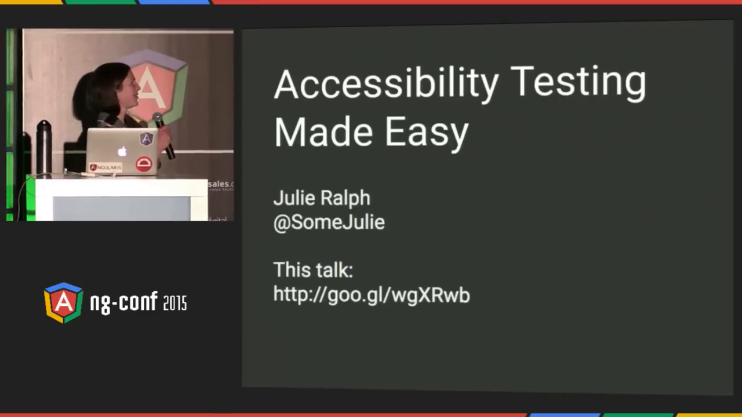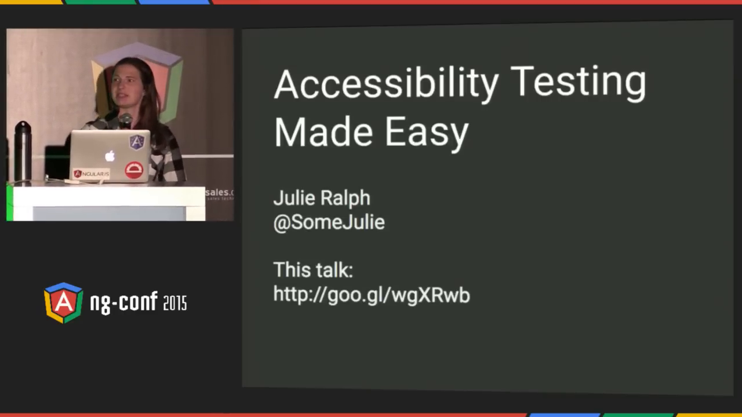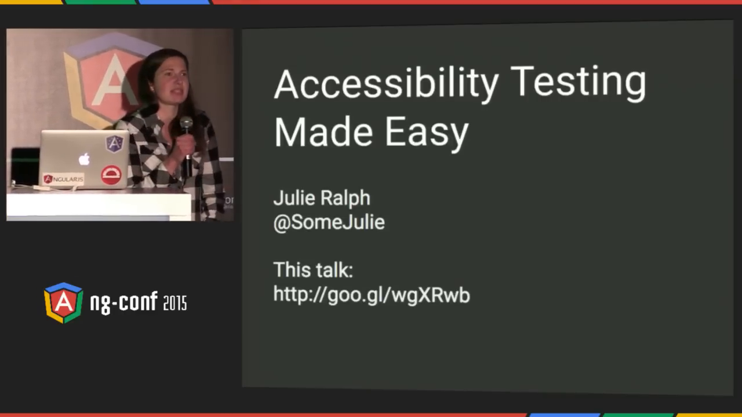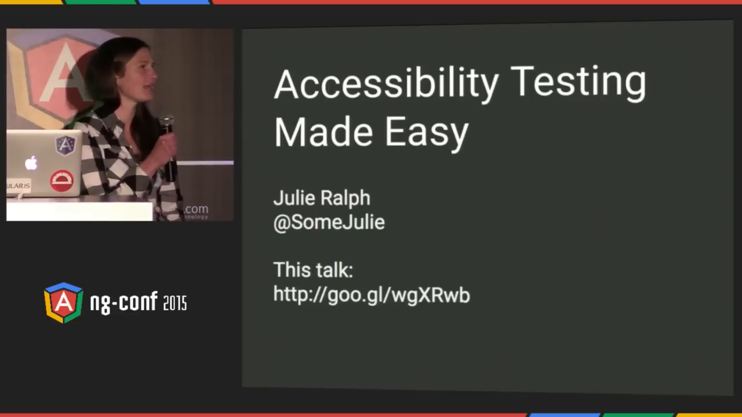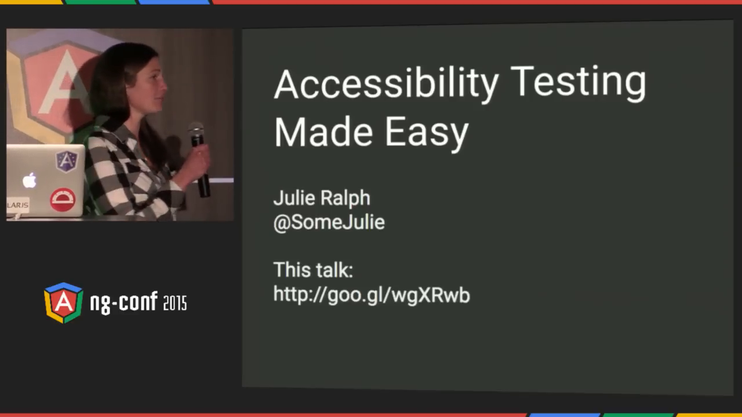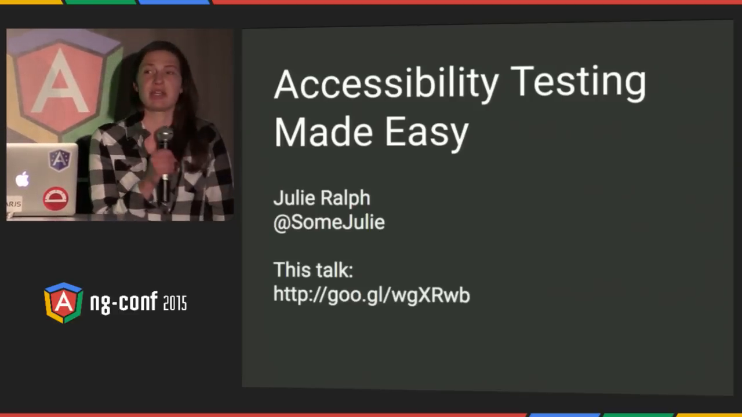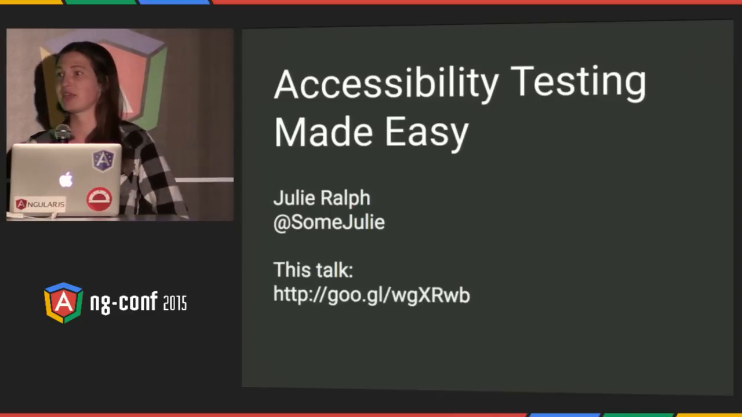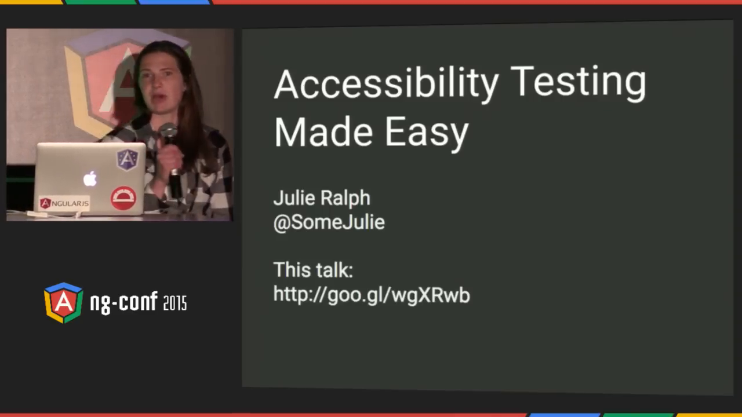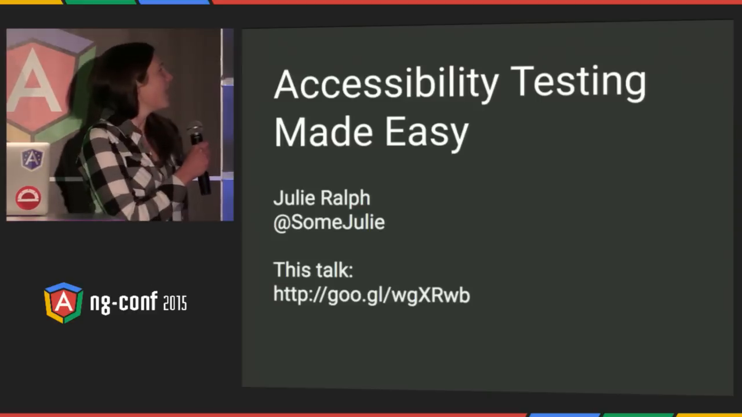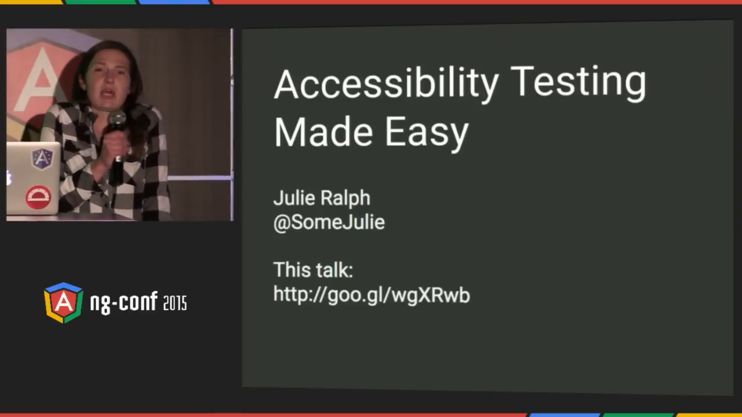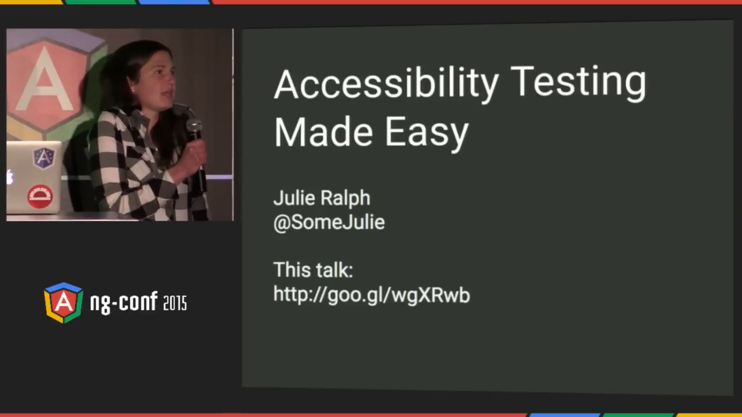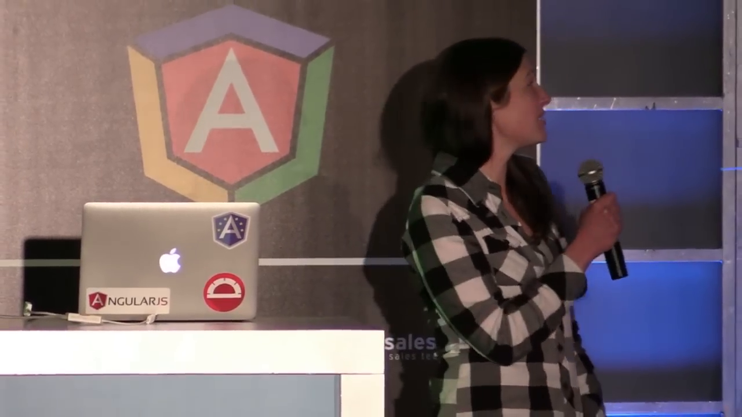So my name is Julie Ralph. I am a dev at Google. I work up in the Seattle office, and I work with the Angular team on making testing better and making engineering productivity better. I'm the primary lead of Protractor, which I spoke about when I was here a year ago. And today I'm going to be talking about what we've been doing with getting additional output from end-to-end tests using plugins, and specifically talking about making accessibility testing easy using plugins.